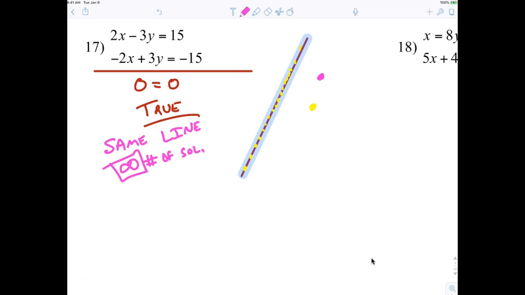Yes. That's the symbol for infinite number of solutions. How do you get 0 equals 0? Well, what I did was I added this, and I got 0. And I added this, and I got 0. And I added this, and I got 0. 0 equals 0, which means it's the same line. All right, infinite number of solutions. Hopefully you're feeling good. Let's check out 19 now.